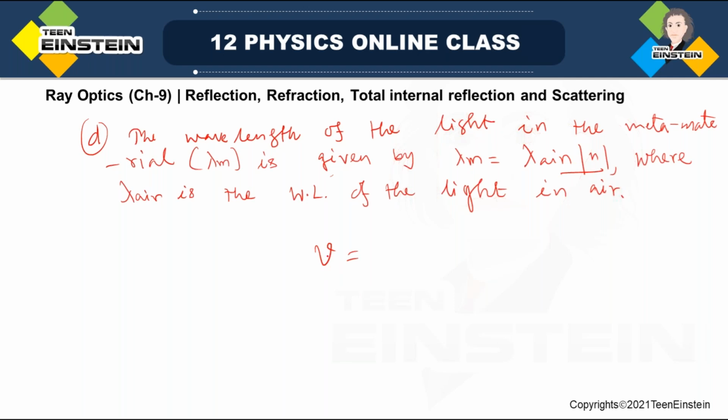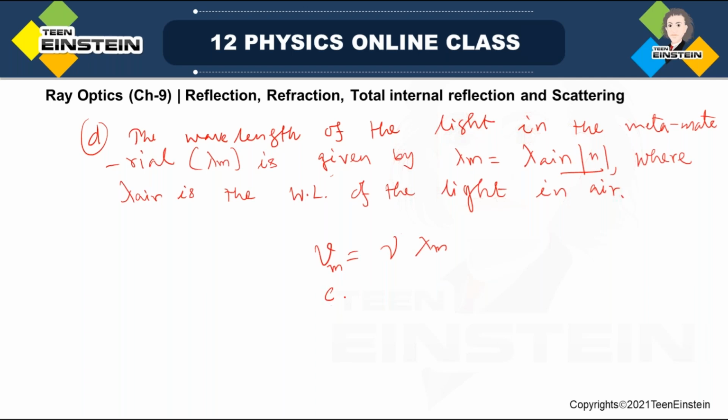Speed inside medium, nu into lambda medium. See, this is very interesting, that nu, or the frequency of the light, never changes. Only change happens in the wavelength and in the speed, but not in the frequency. Frequency does not depend on the refractive index. In fact, frequency is actually the one which remains the same for all the medium for a particular light.